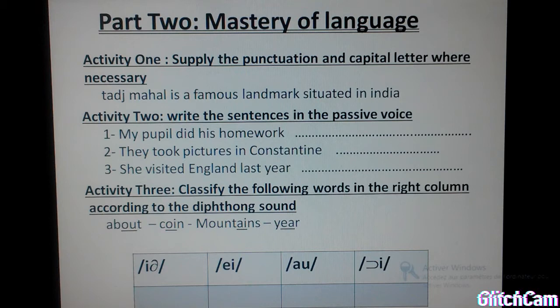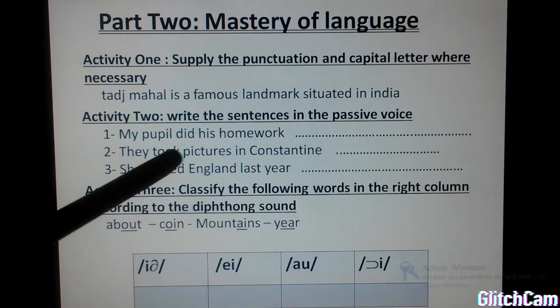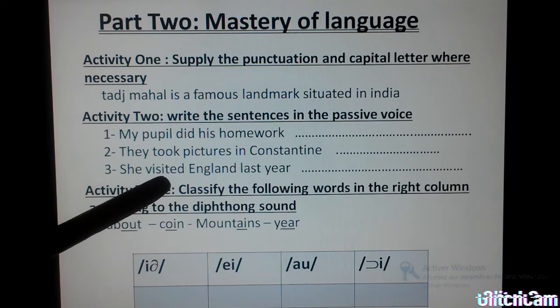My pupil did his homework. They took pictures in Constantine. She visited England last year. So here, be careful to the verbs. Did, which is an irregular verb. So check your book. They took pictures, took, irregular, check your book. Visited, it's a regular verb, so you don't need to check anything.